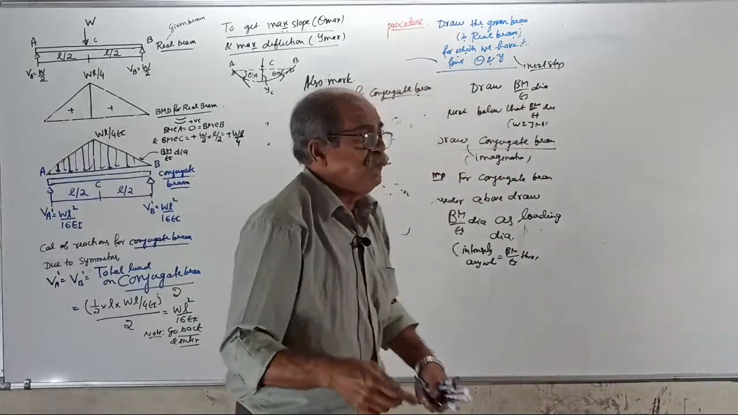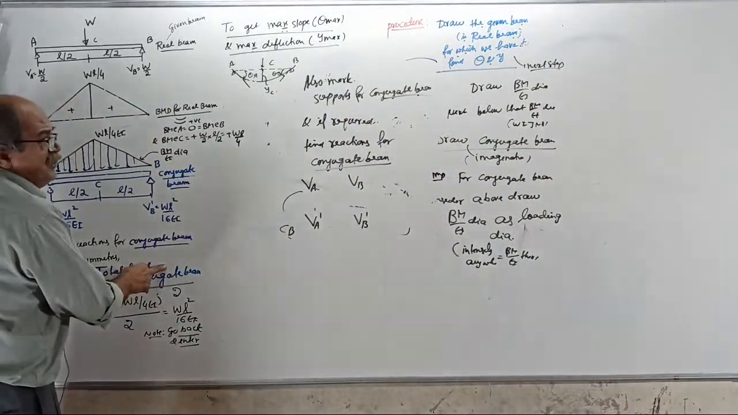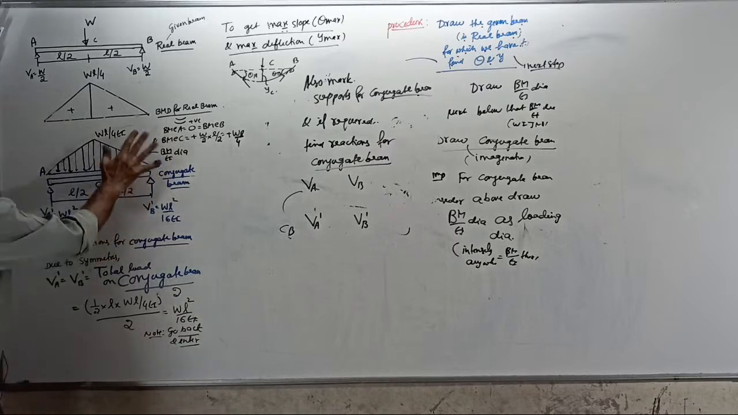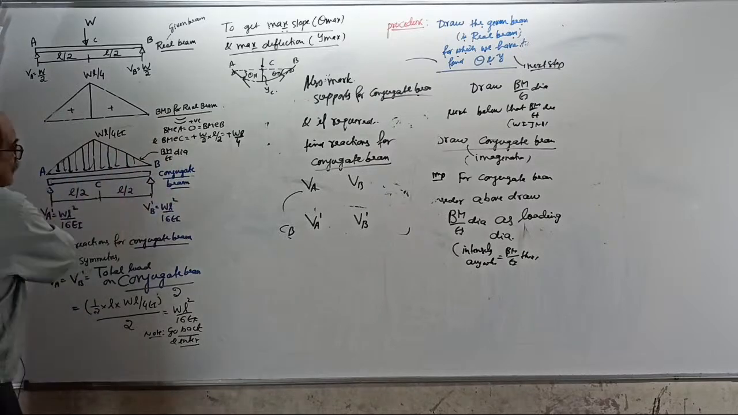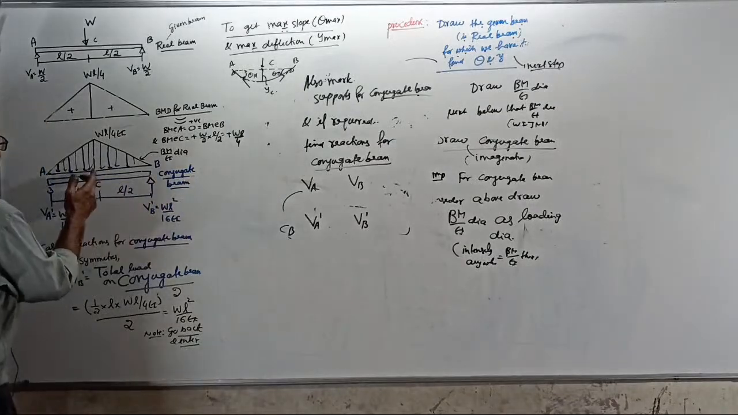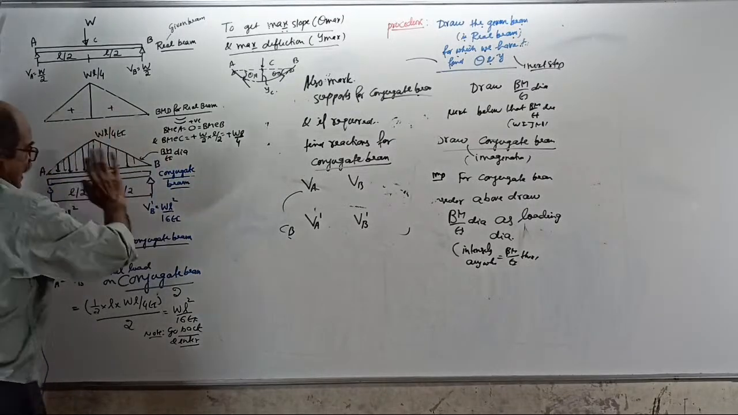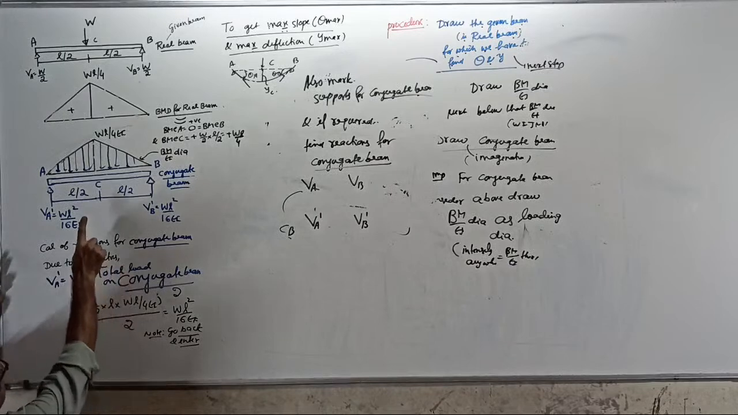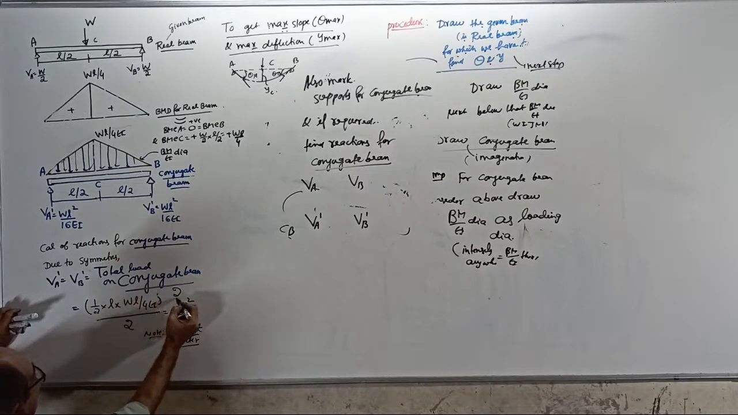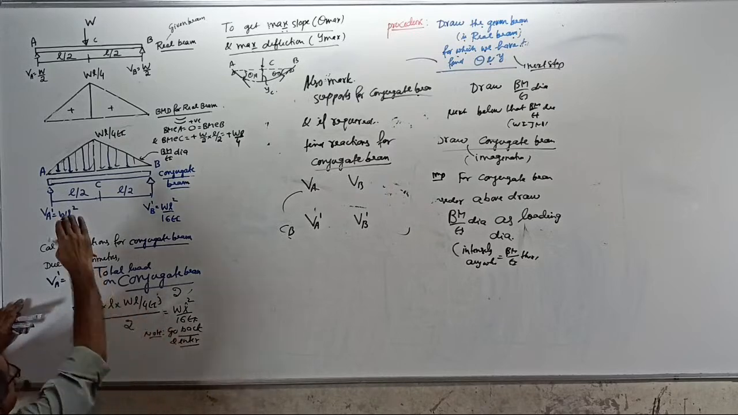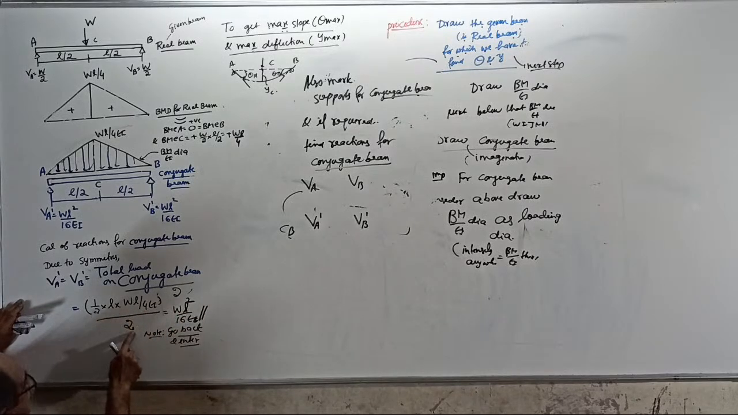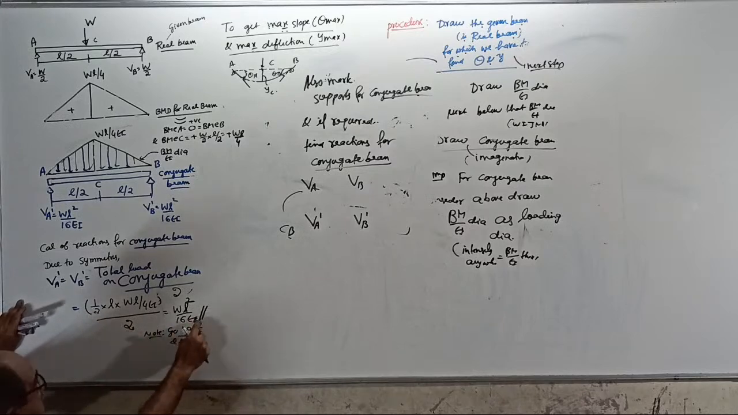Area. When you want the load for the conjugate beam, it is the area of this BM by EI diagram, which equals the full load: half into full span L, into WL by 4 EI. That is the total load. Half into L into WL by 4 EI is the area of the load diagram, and that itself is the total load. Divided by 2, you get WL square by 16 EI.